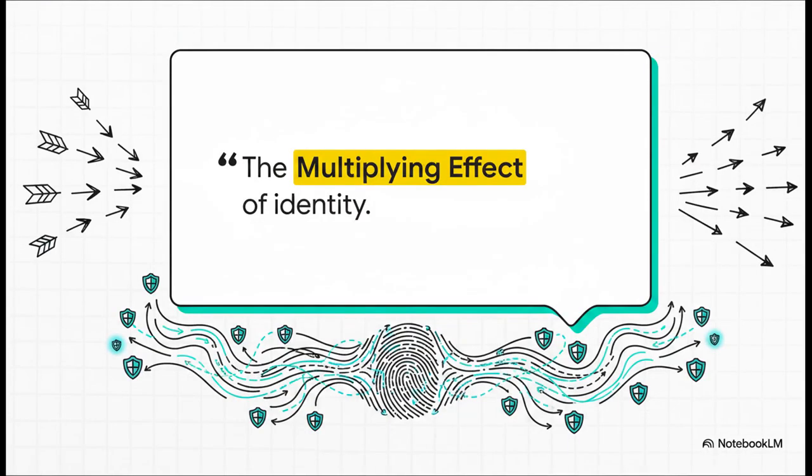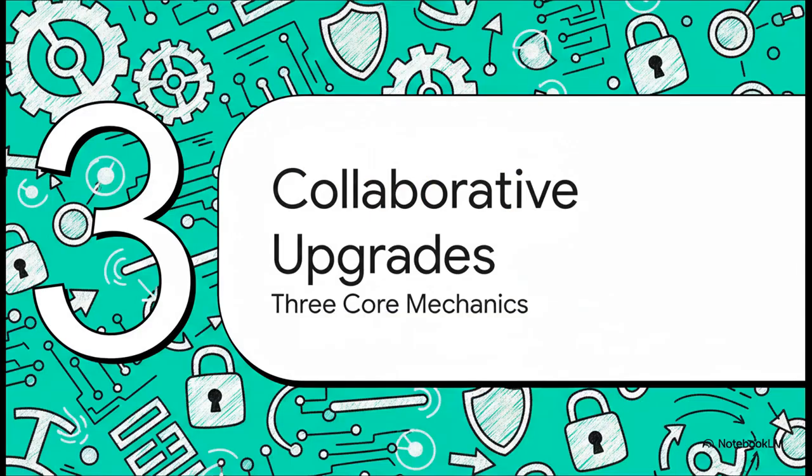Now, what's really interesting about this slide is the powerful metaphor the source material uses, the multiplying effect of identity. When I first read this, it really clicked for me. Instead of an alias belonging to just one single person and stopping there, it multiplies in utility. It becomes connective tissue between users. It's a genuinely shared environment, and it does this without ever compromising the underlying privacy of anyone involved. So how does this whole setup actually function under the hood? Let's check out Section 3, Collaborative Upgrades, 3 core mechanics.